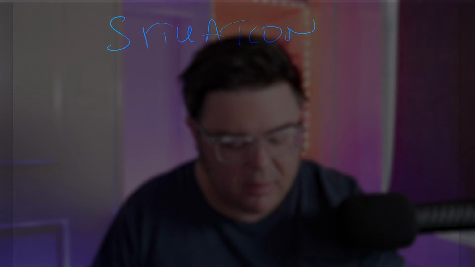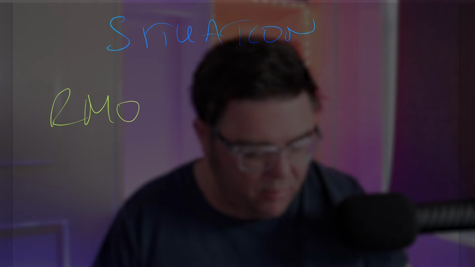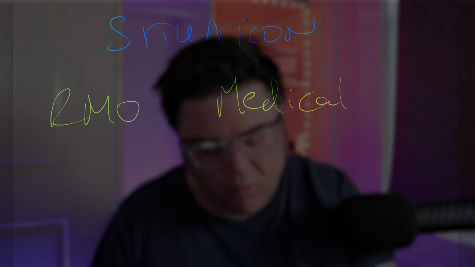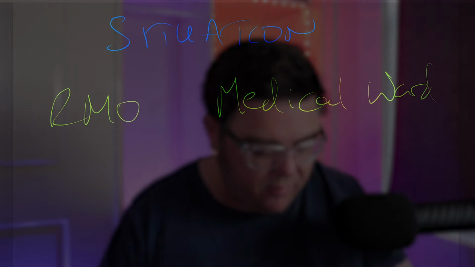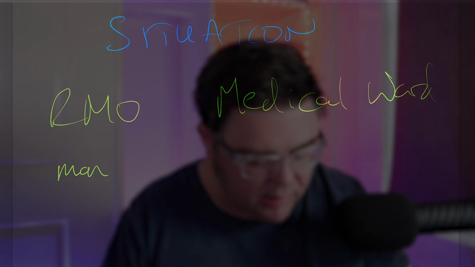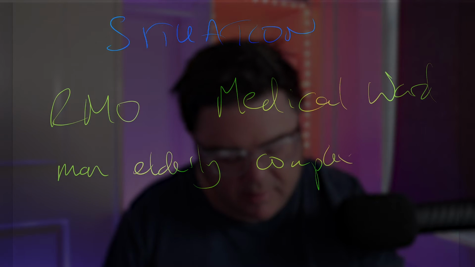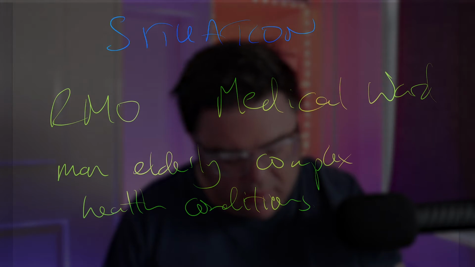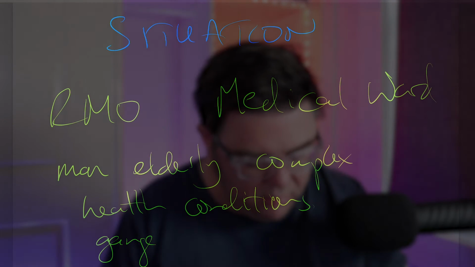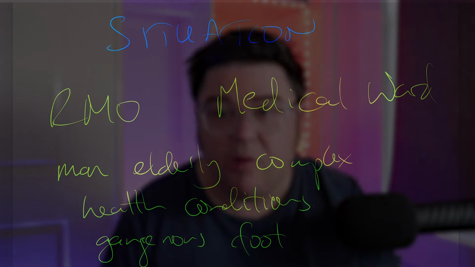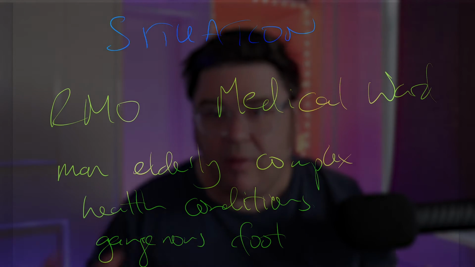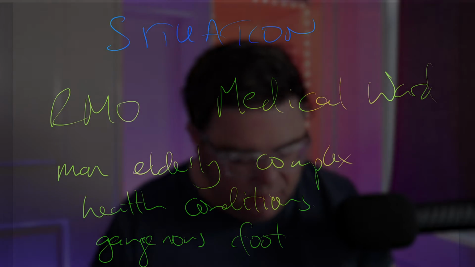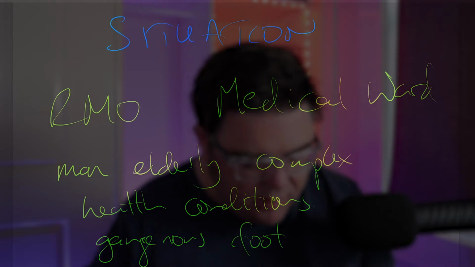So we start with the situation. So let's say we're an RMO on the medical ward and we are looking after a man who is elderly and has complex health conditions, right? And he has a gangrenous foot. Common situation that occurs, okay? Probably has diabetes, maybe some neuropathy related to that, maybe some heart failure, etc, etc.